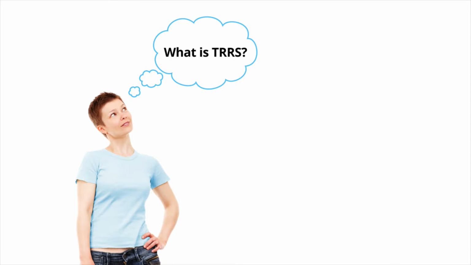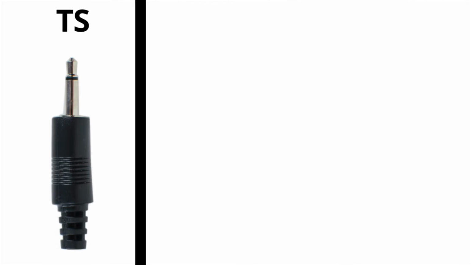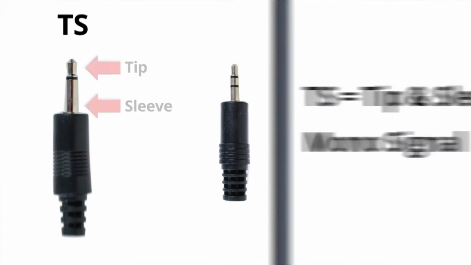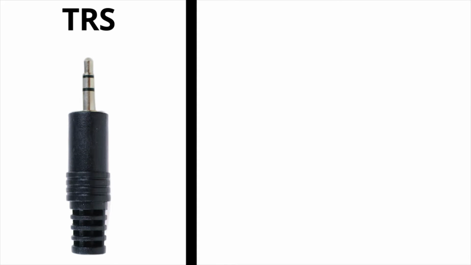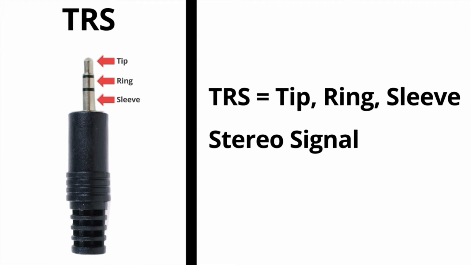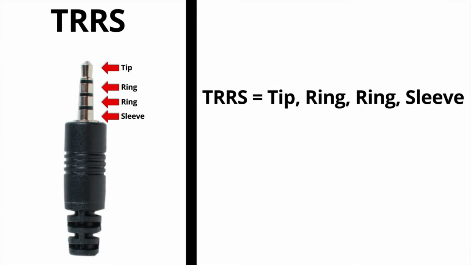As a quick note for anyone who may not be familiar with TRRS connectors, there are three common types of audio signals. TS, which stands for tip and sleeve, which carries a mono signal. TRS, which stands for tip ring sleeve, which carries a stereo signal. And TRRS, which stands for tip ring ring sleeve. This is typically used to carry a stereo signal with a mic channel.